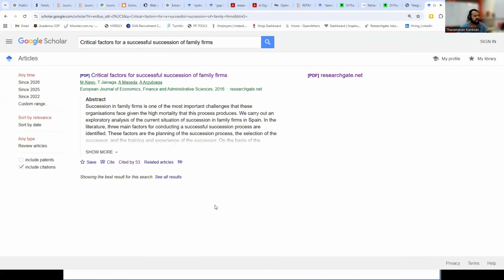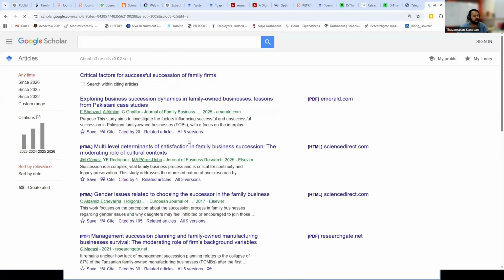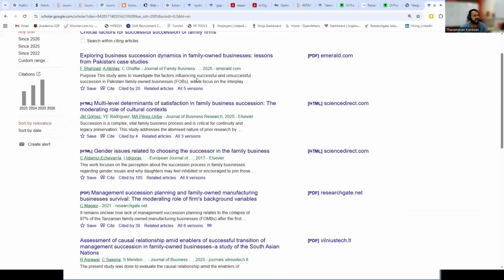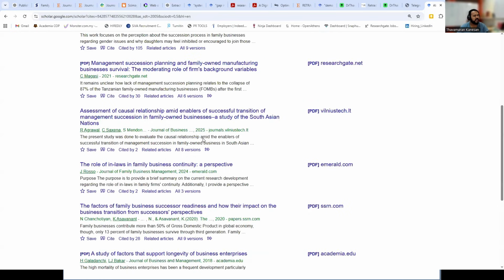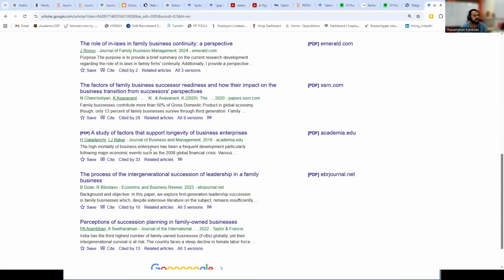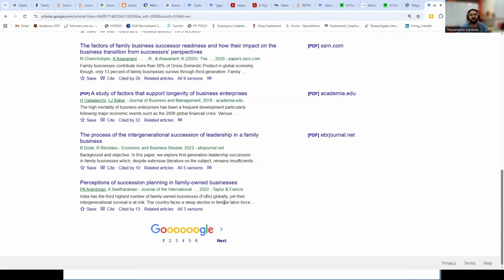So this particular paper, you look at this button here, this is called forward snowballing. Cited by 53. You open it up, you can change the time here. From this, you can see where these people are submitting. So this could be all related journals to your subject area. So that is how you do backward and forward snowballing.